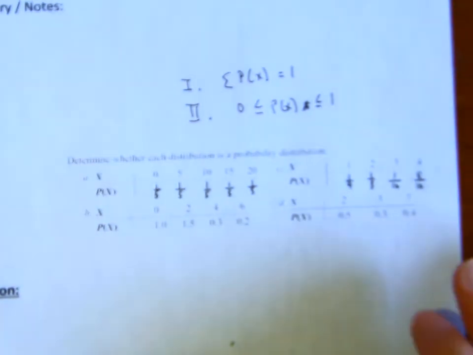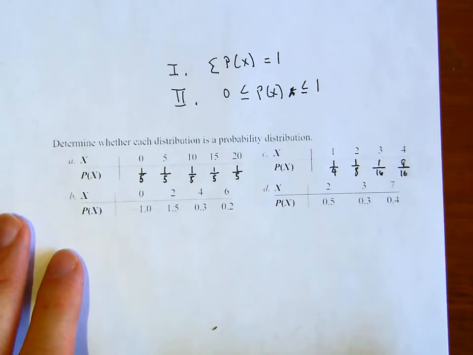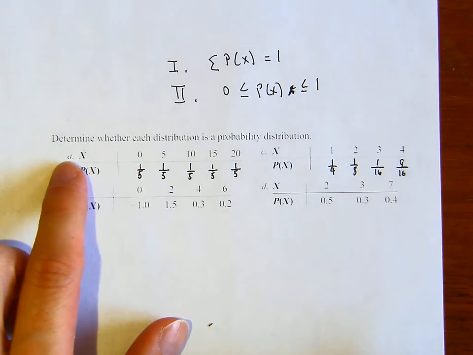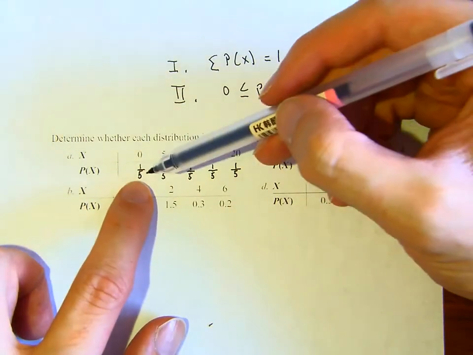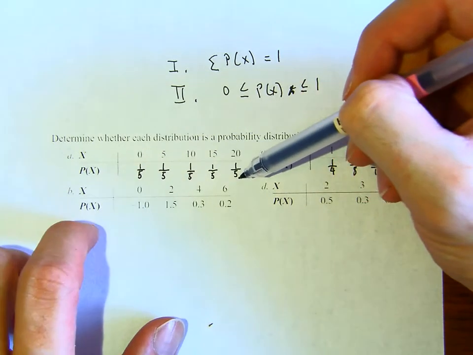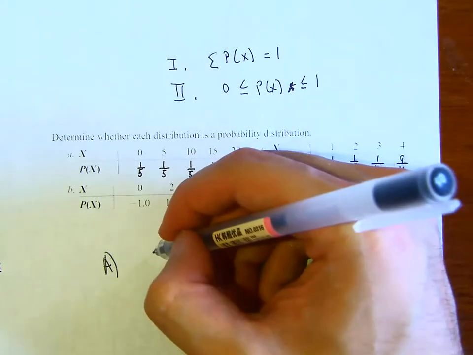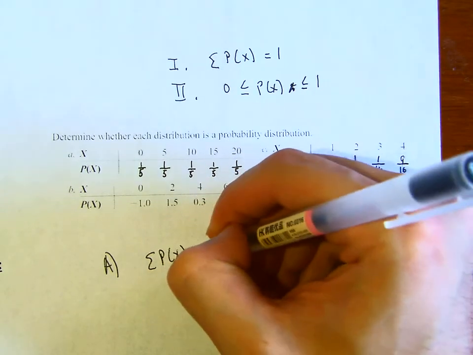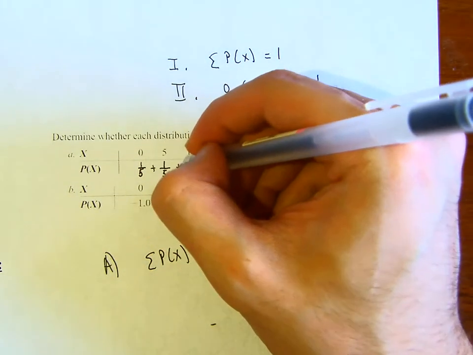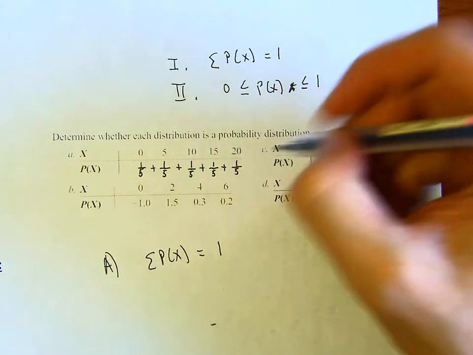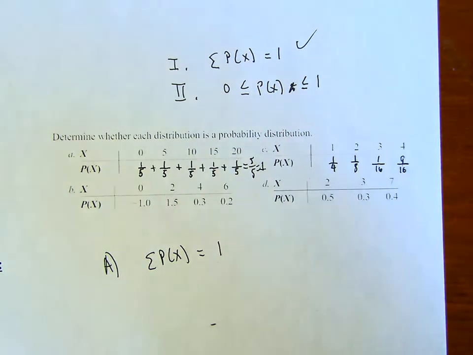Okay, and let me fix this blur. My bad. Okay, so let's take a look at letter A. Does letter A satisfy the two conditions? Well, if you add up the probabilities, do you get the summation P of X equal to 1? Yes, because what is 1 over 5 plus 1 over 5 plus 1 over 5 plus 1 over 5? It's equal to 5 over 5, which is equal to 1. So the first condition is okay.